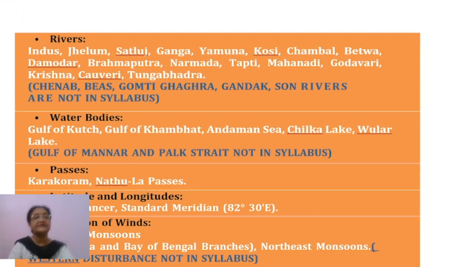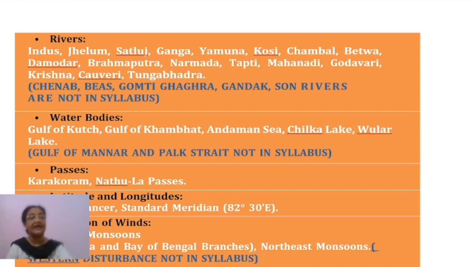Now next topic is the rivers. Under rivers you will find Indus, Jhelum, Satluj, Ganga, Yamuna, Kosi, Chambal, Betwa, Damodar, Brahmaputra, Narmada, Tapti, Mahanadi, Godavari, Krishna, Kaveri, Tungabhadra. All these rivers are there in the syllabus.